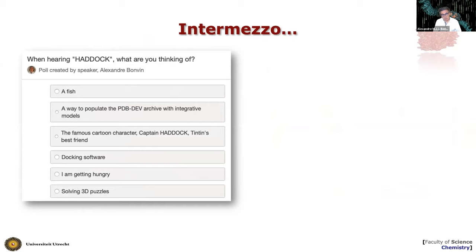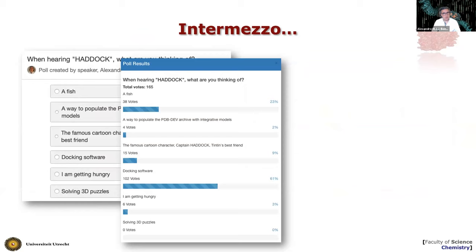So a small intermezzo. Quite a few of you have discovered that there is a poll in the meeting application where I asked a few questions. And I just checked the results 15 minutes before my talk. About one third of the participants present in this meeting answered. A lot of you answered that when you think of Haddock, you think of a fish, which of course it is, but that's not the reason why we chose the name Haddock. It's an acronym. But because it's a fish, it's an existing name and there is no copyright on the name, so we could use it.